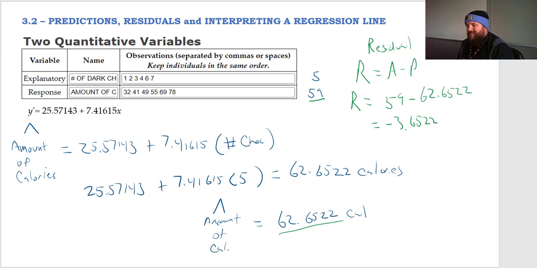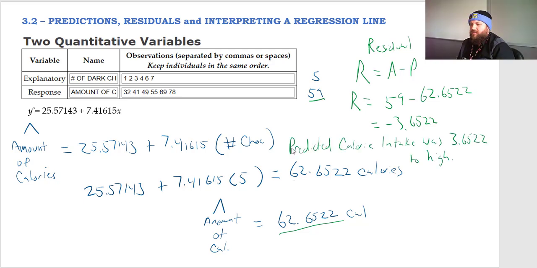So what does that mean about our predicted value? What that's telling us is that our predicted value was 3.6522 calories above the actual amount of calories gained by 5 pieces of chocolate. So it means our predicted calorie intake was 3.6522 too high.